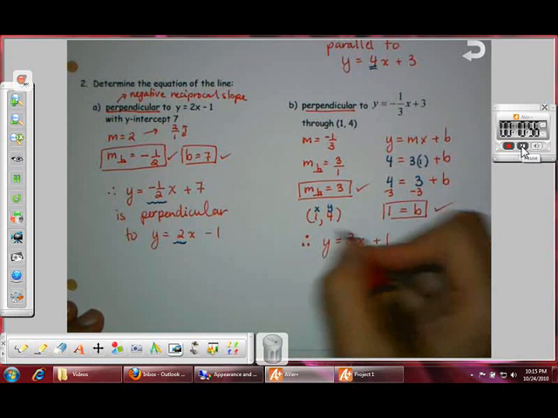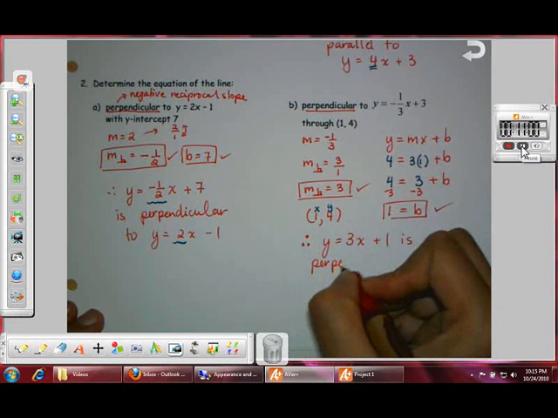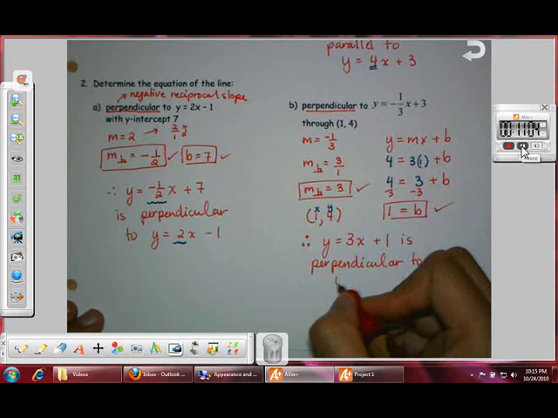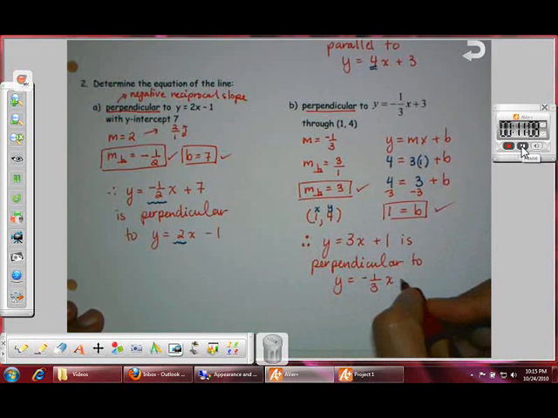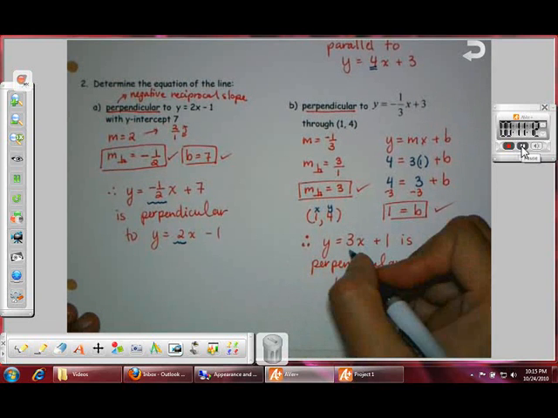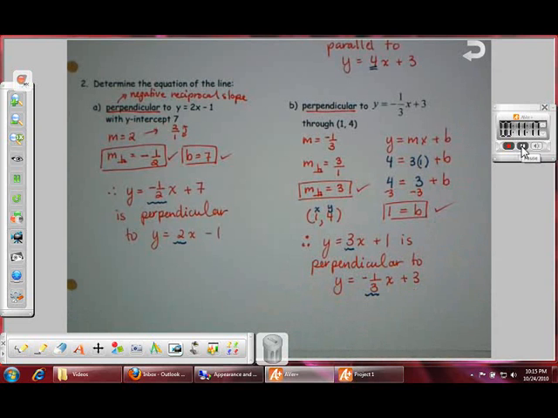This equation is then perpendicular to y equals negative 1 over 2x plus 3. Once again, notice the slope. This is a slope of 3. This is the negative reciprocal slope. The y-intercept is different. In fact, for perpendicular lines, the y-intercept could end up being the same. It really doesn't matter. But the key thing is your slopes. They have to be negative reciprocals of each other.